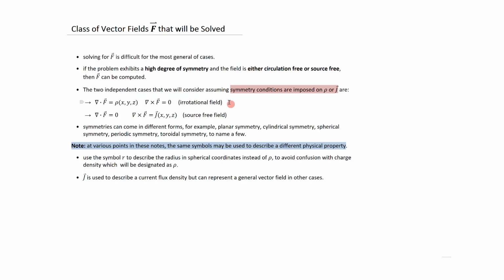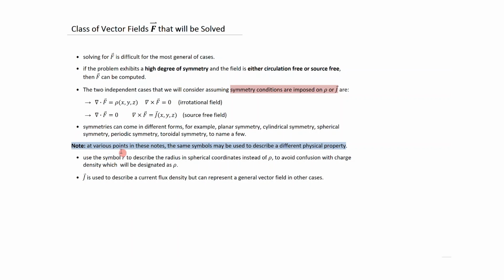This is what we call an irrotational field. And the other class of problem is where the divergence is 0 and the curl of F is J. And this is a source-free field. The symmetries that we'd be looking at typically come in different forms. For example, planar symmetry, cylindrical symmetry, circle symmetry, periodic symmetry, toroidal symmetry, to name a few. There are all sorts of symmetries you can consider, but we're going to take the simplest classes.